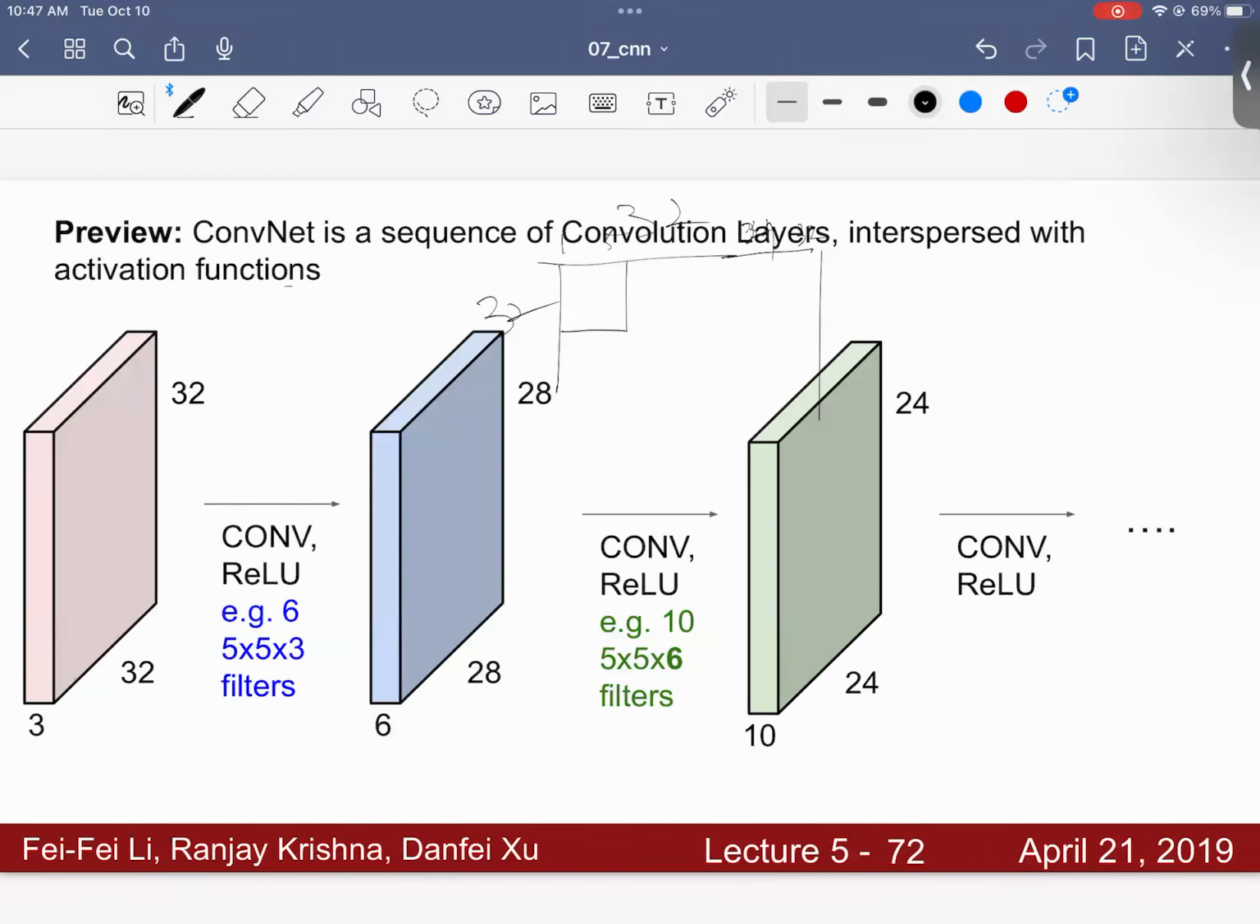So you start with 1, 5, and you'll end up with 28, 32, right? So that's why you have 1, 28. So that's why 28. Hopefully this makes sense. It's just simple arithmetic.